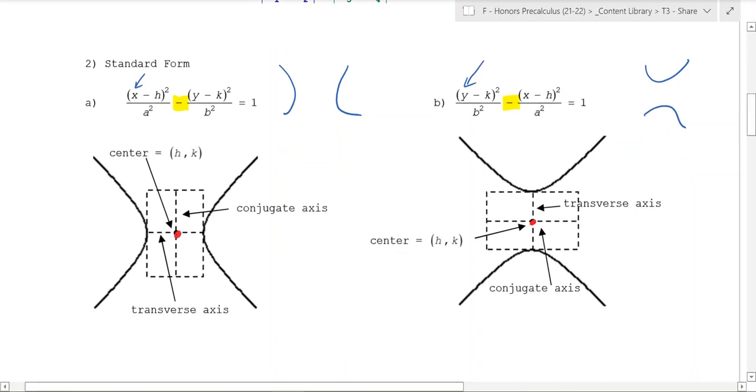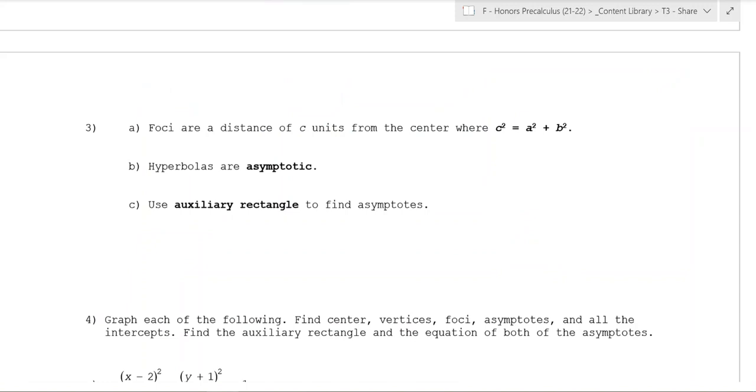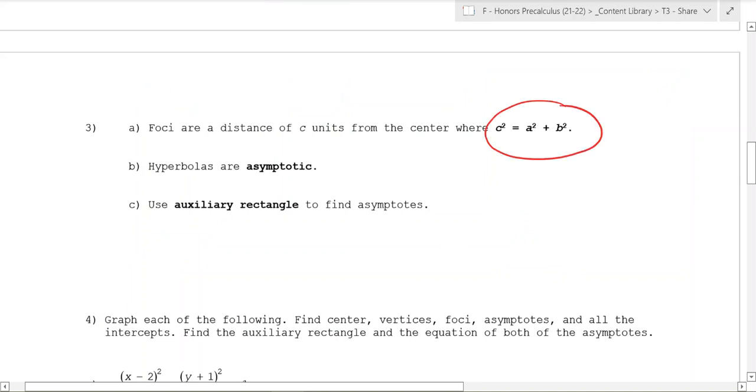The vertices of these hyperbolas touch the side of what is called the auxiliary box. The a value goes side to side, the b goes up and down. So it goes a, b, and b like that. It's pretty nice, and we just follow the formula. Then if we want to find the foci, the key thing is the foci are c units away from the center, where c squared is equal to a squared plus b squared.